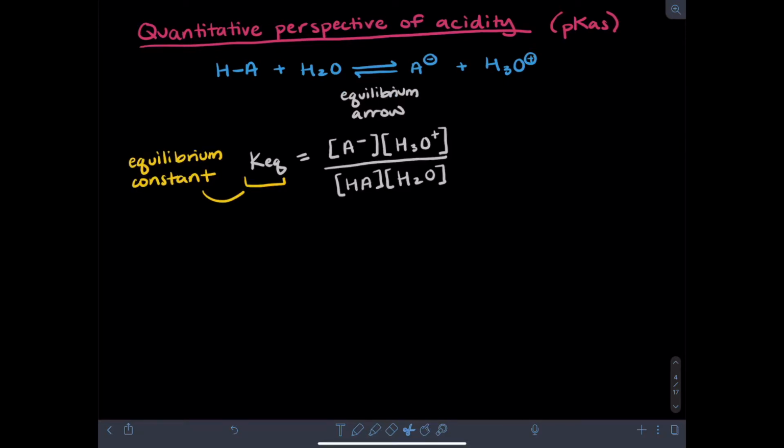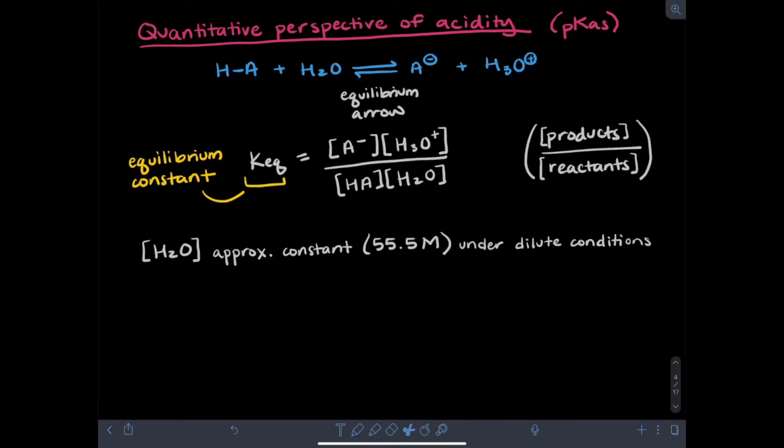I'm going to define an equilibrium constant, shorthanded as Keq, to define this equilibrium between reactants and products. And this equilibrium constant will be equal to the concentration of A- times the concentration of H3O+ divided by the concentration of HA times the concentration of water. This is always going to be of the form having the concentrations of the products divided by the concentrations of the reactants.